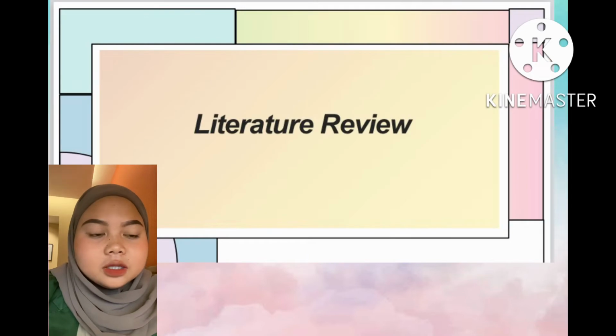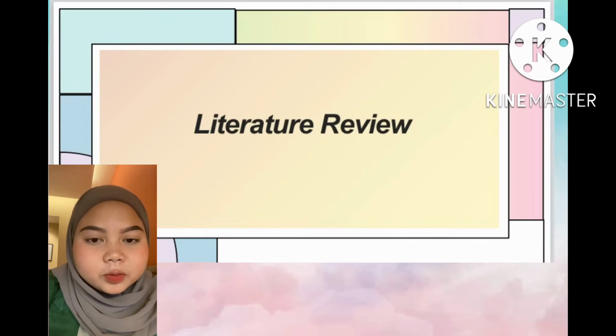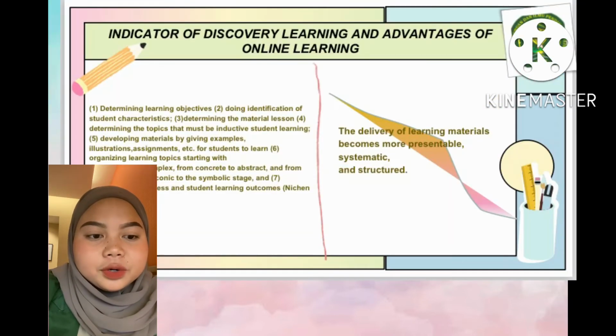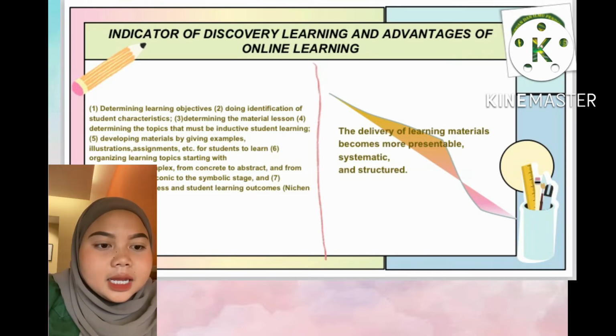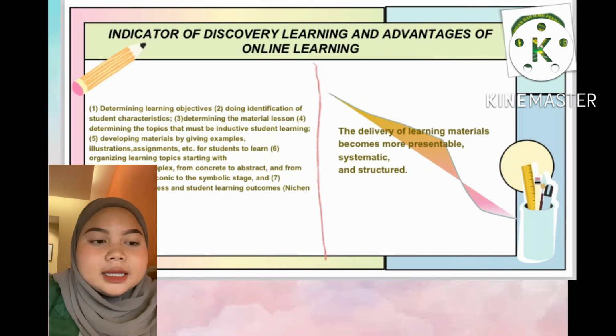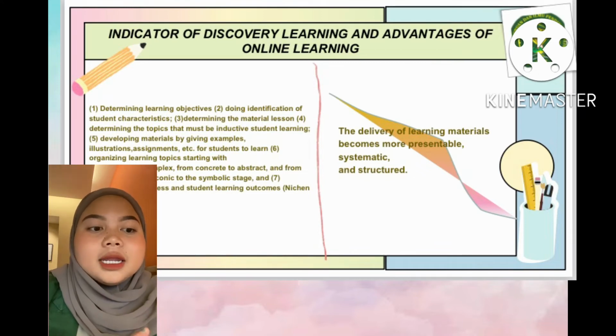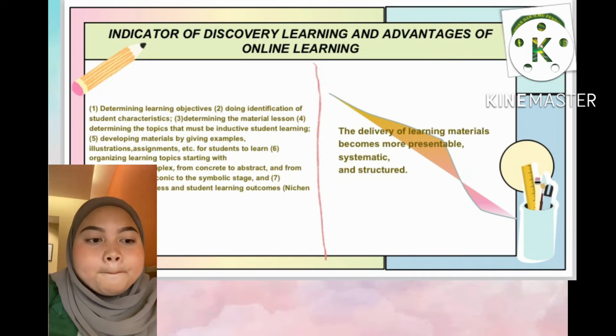Next is literature review. This literature review has indicators of discovery learning and advantages of online learning. The first is indicators of discovery learning. 1. Determine learning objectives. 2. Identify student characteristics. 3. Determine the material. 4. Determine topics that must be inductive for student learning.